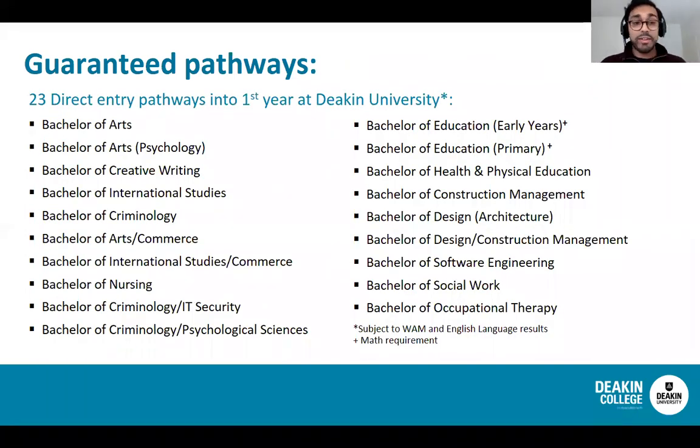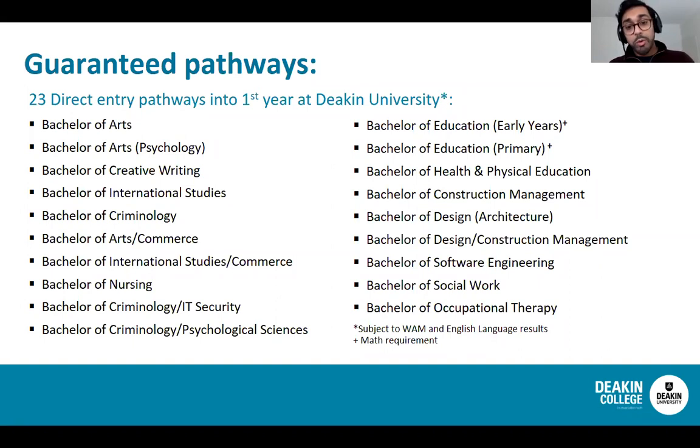We also have guaranteed pathways into first year Deakin Uni. So these are the courses at Deakin University that accept our students, and this will usually be on your offer letter. After finishing the foundation program, you can get straight into the Bachelor of Arts, psychology, creative writing, social work, health and physical education, nursing, IT, international studies, all of these things.